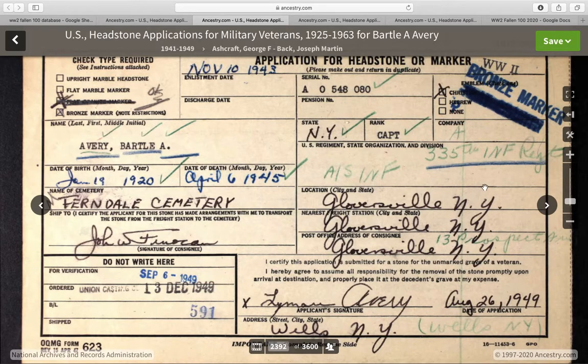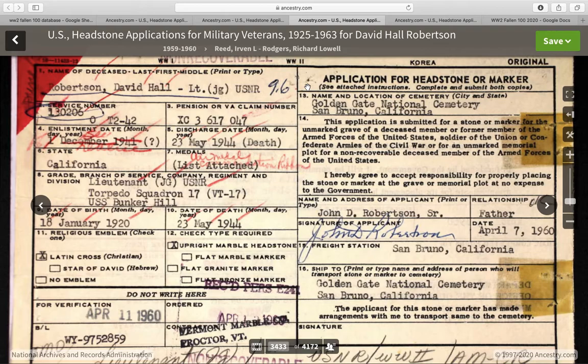So again, we now have a way to start doing research on what happened to Bartle Avery, because we know when he died and we know what unit he was in. The internet has such wonderful people that have posted great value of information that you may be able to find details on what happened to Bartle Avery around that time of April 6th. So that's an example of someone in the Army, what you can find on an application for Headstone or marker. And here's the last one. I picked one from the Navy.